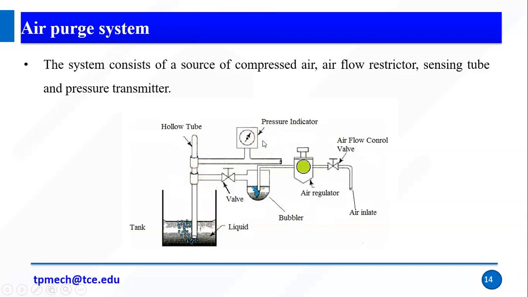That back pressure is recorded in the pressure indicator. The pressure indicator is calibrated as the level goes up. So if the pressure indicator is higher, the level is high. If the pressure indicator is lower, the level is low, right? So this is what the working means of the air purge system, right?